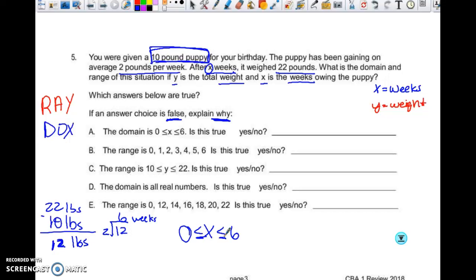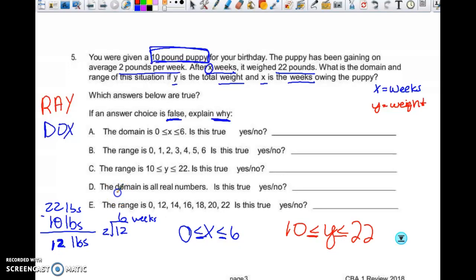Okay, and the next thing is the range is our weight, so we know he started where? He started at 10 pounds. Did he equal 10 pounds? Yes. And at the end, he ended at 22 pounds, and he also equaled that as well. So which ones of these are correct? And the ones that are not correct, explain why it's not correct, okay?